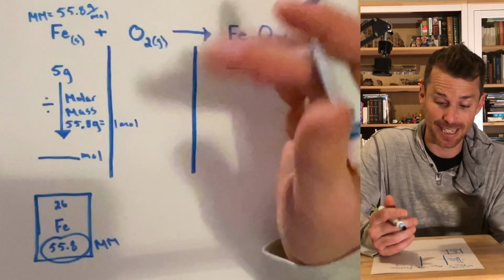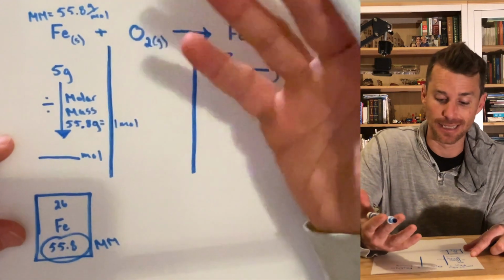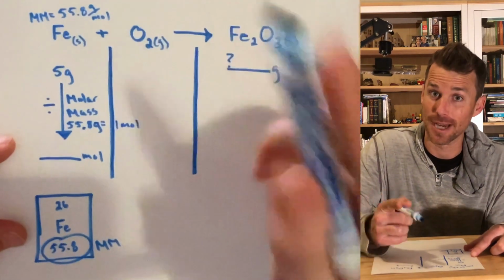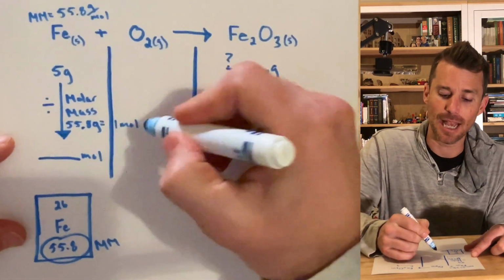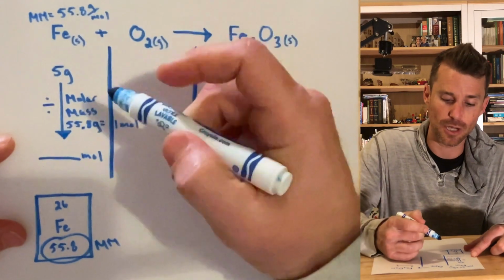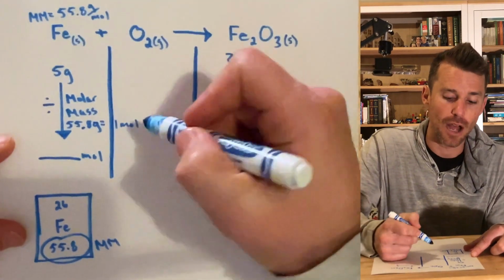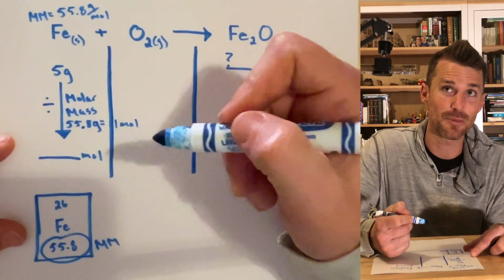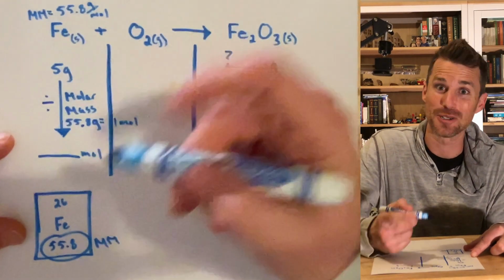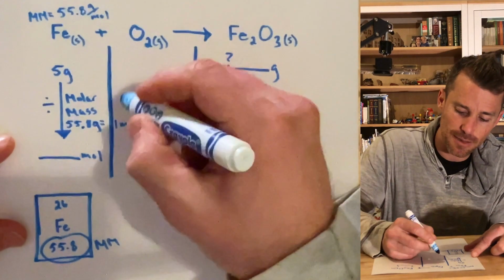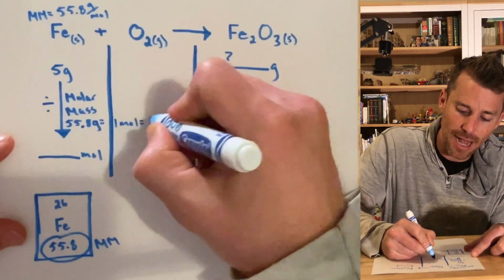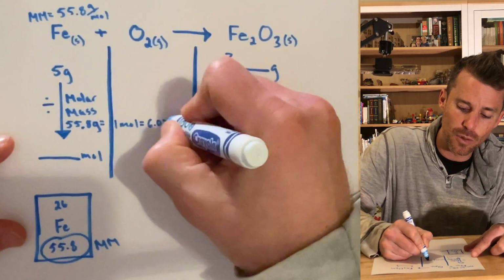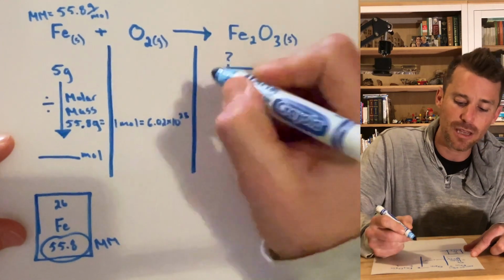A mole is a number. It's like a dozen. A mole is not a dozen, but it's like a dozen in that it's a set quantity. A dozen is 12. A mole is 6.02 times 10 to the 23rd. So a mole is when you have 6.02 times 10 to the 23rd of something.